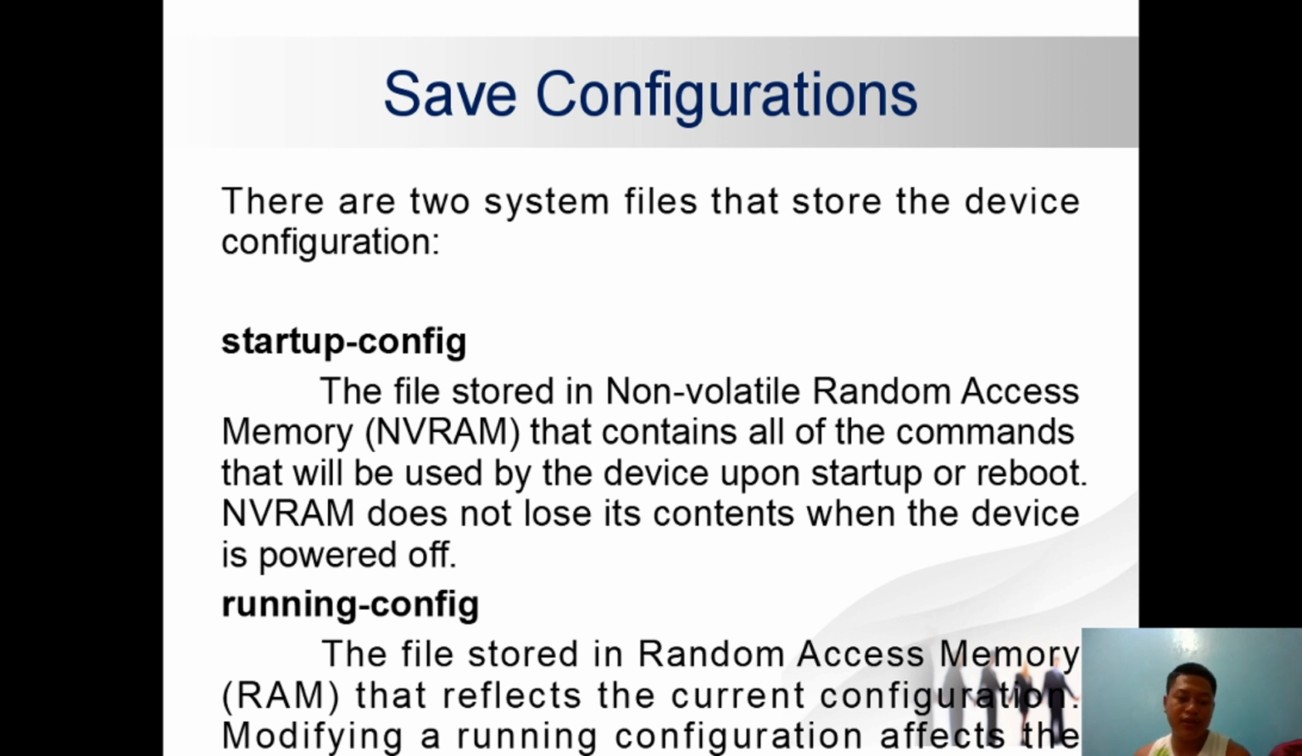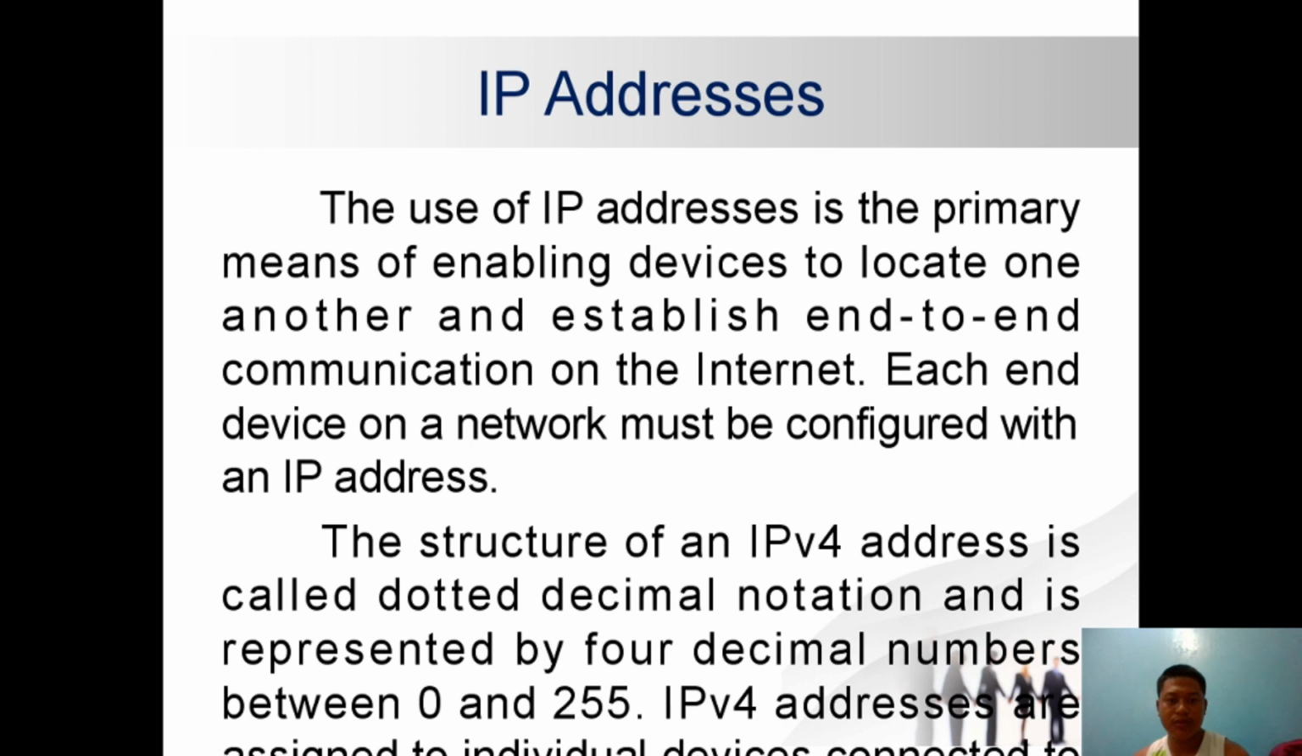Running config. The file is stored in random access memory, or RAM, and reflects the current configuration. Modifying a running configuration affects the device immediately. So, IP addresses. The use of IP addresses is the primary means of enabling devices to locate one another and establish end-to-end communication on the internet. Each end device on a network must be configured with an IP address.